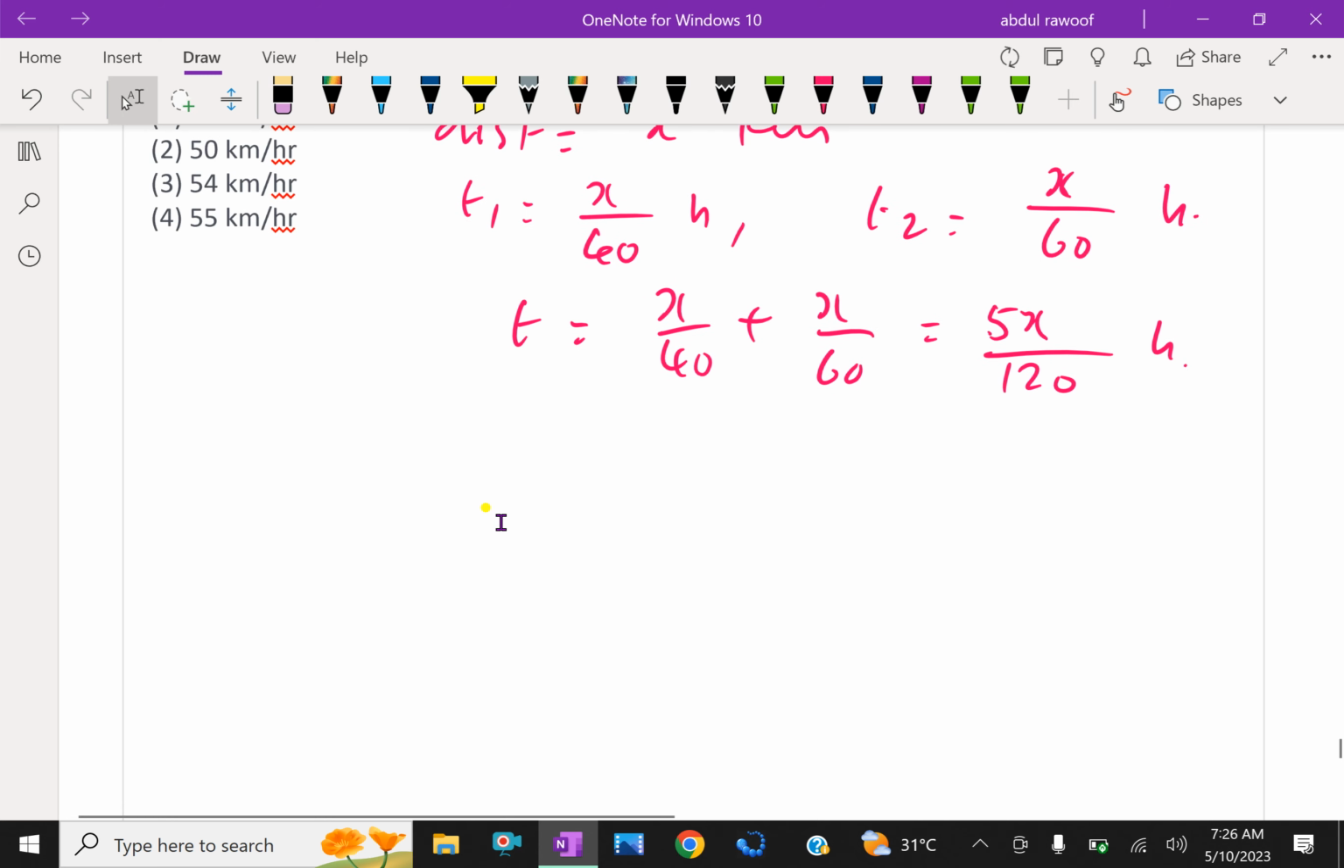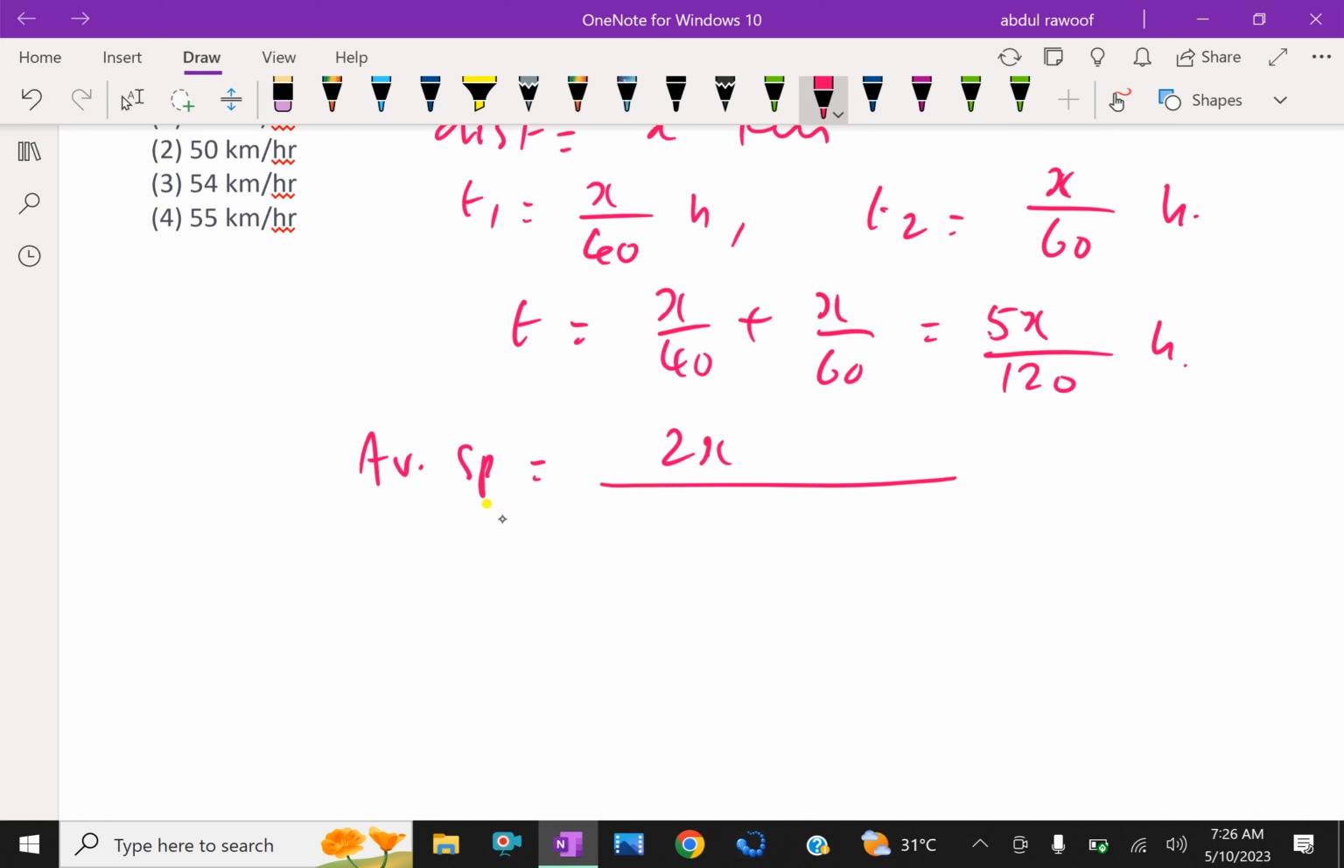Therefore, average speed equal to total distance, which is 2x because he goes and comes back, over total time 5x by 120, which is equal to 2x into 120 by 5x, which is 48 kilometer per hour.